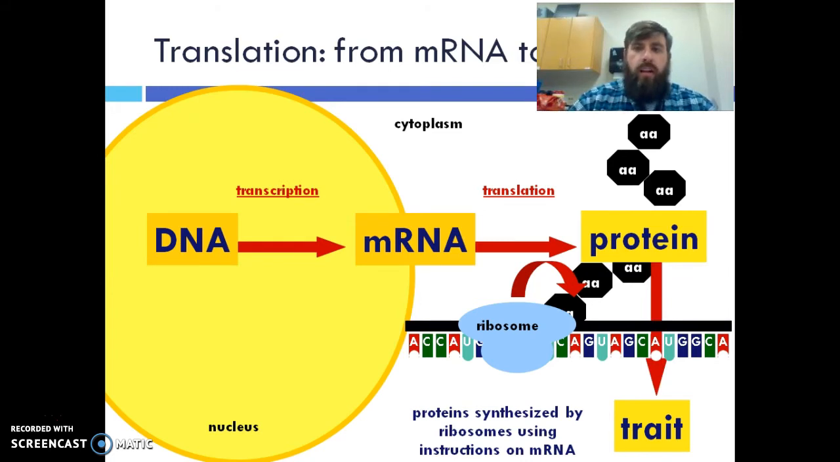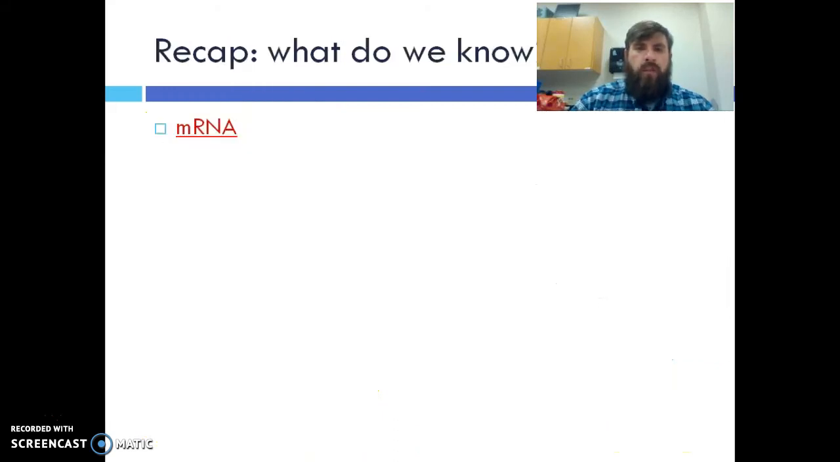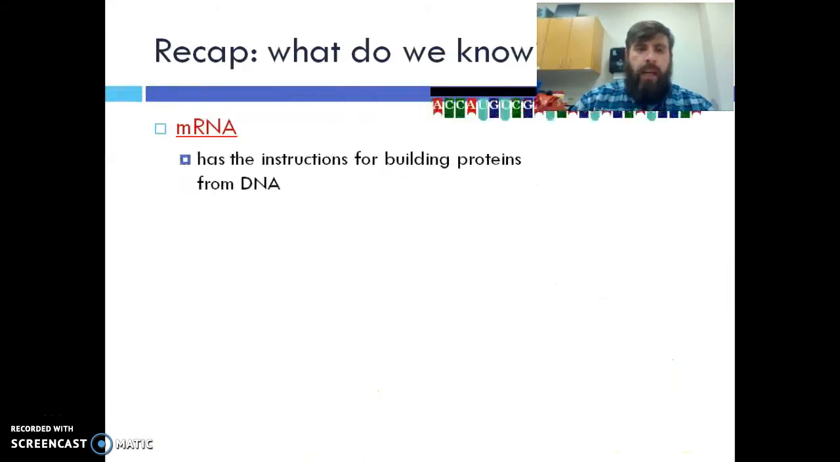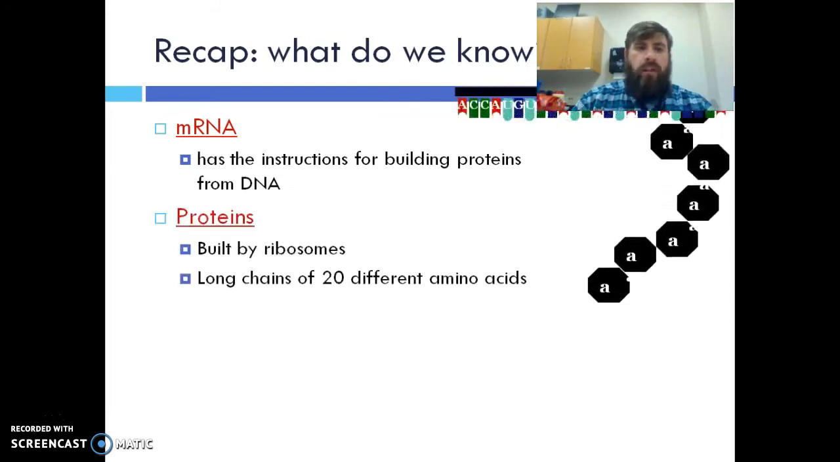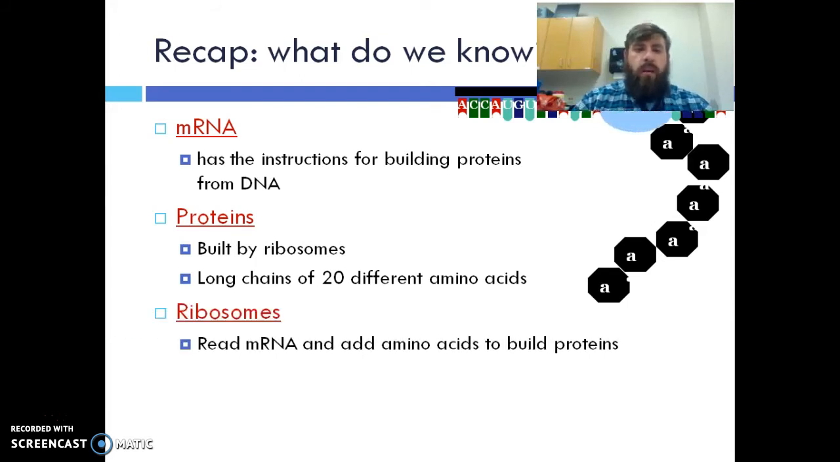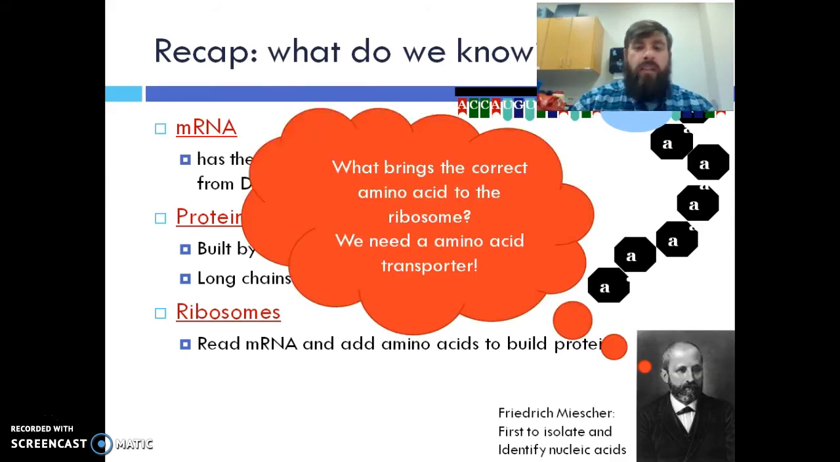That's the process of going from DNA to a protein. So, recap. mRNA has instructions for building proteins. Proteins are built by ribosomes. There are these long chains of different amino acids. The ribosome reads the mRNA and adds amino acids to build the proteins. But we have one other thing we still need.